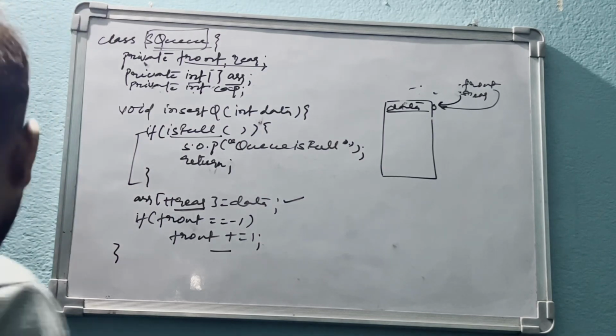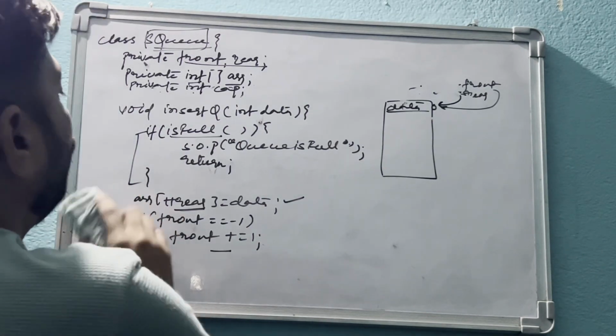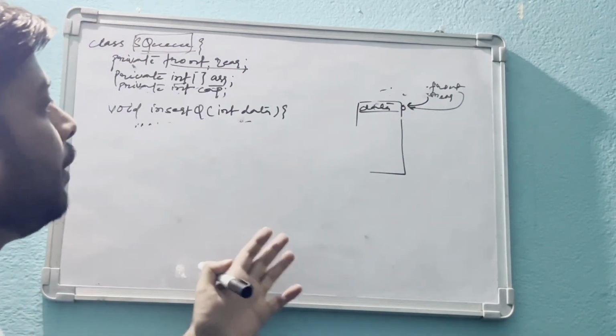This is it for the insert function. The delete I need to do. So we need to perform the delete operation on the queue.